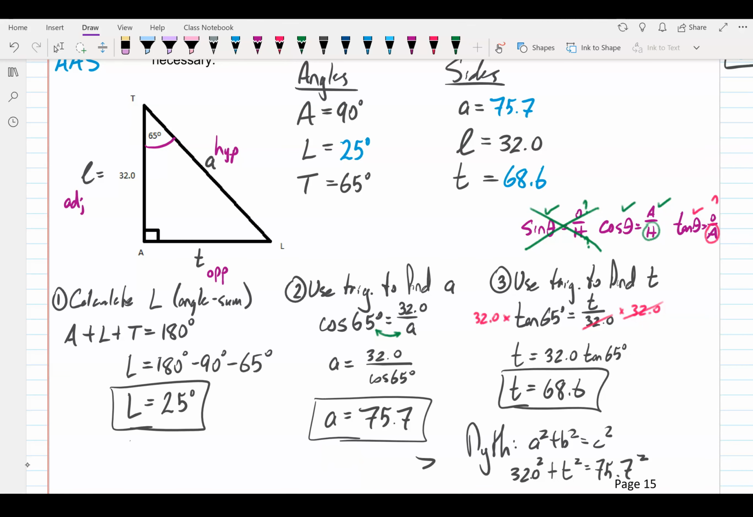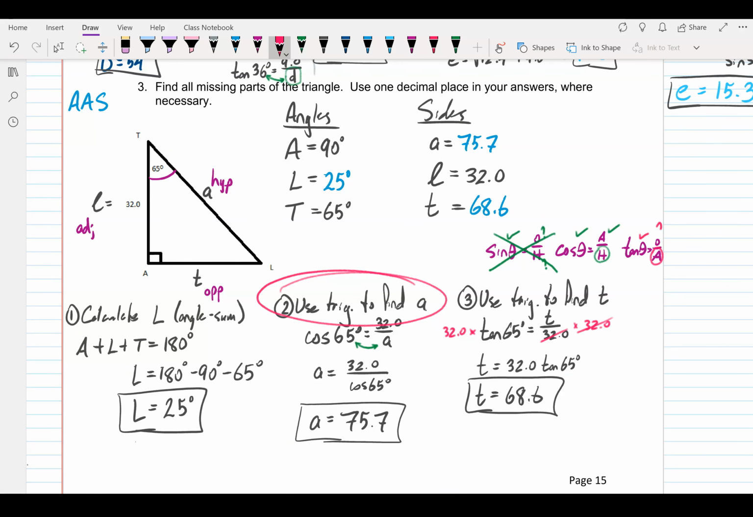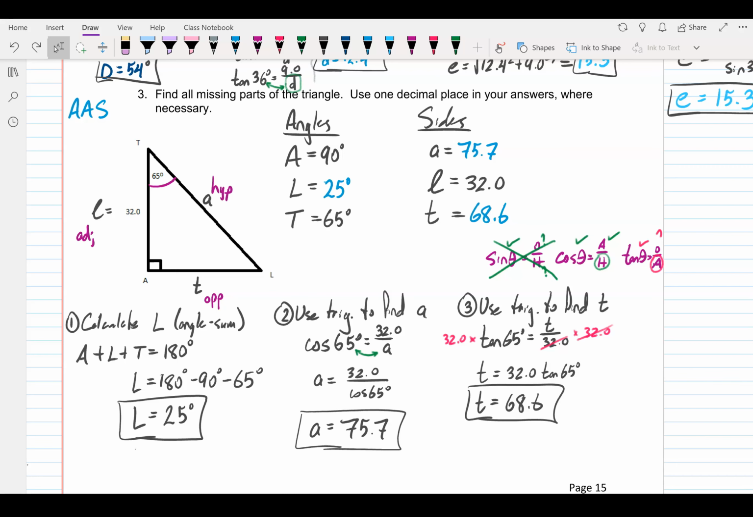So once again, if we look back, angle, angle, side: I was able to calculate the angle, use trig, and then use trig again, which is probably the preferred method. And then C, same idea. Calculate the angle, use trig to find A, and then use trig to find T. So that's how these questions are done.